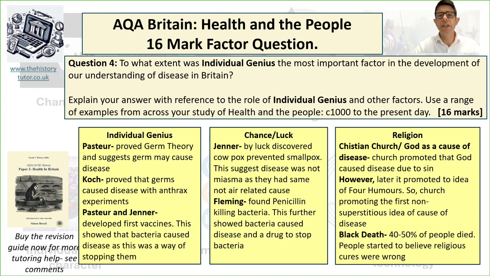Religion then. So religion showed that God is a cause of disease. The church promoted that God caused diseases due to sin. However, later on, the church promoted the four humours, didn't they? They said that Galen's ideas were great and they really liked them. So this is showing an end to supernatural understanding and an idea that God was causing disease. And also the Black Death, 40 to 50% of people died, therefore further suggesting religion was not a major cause of disease.